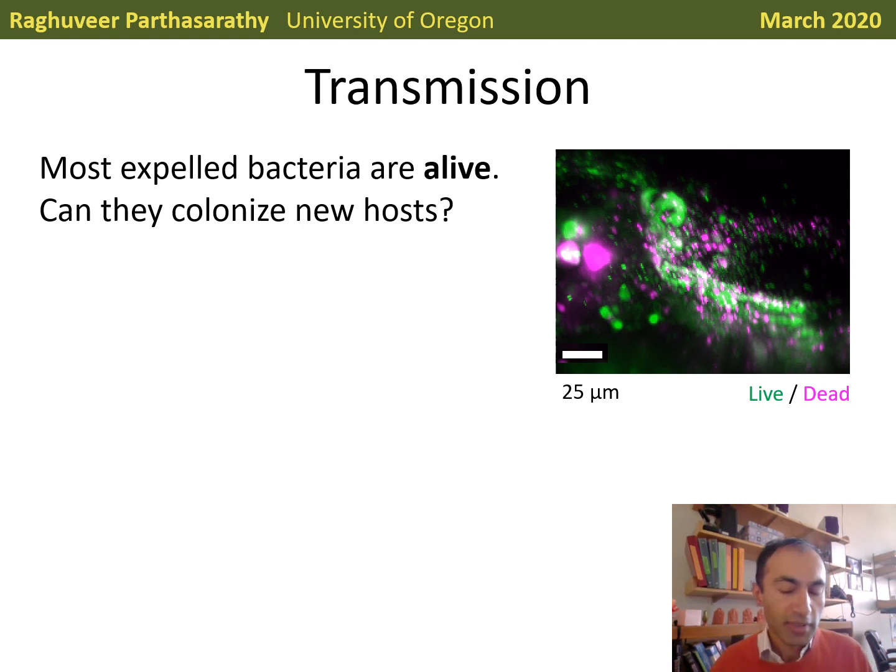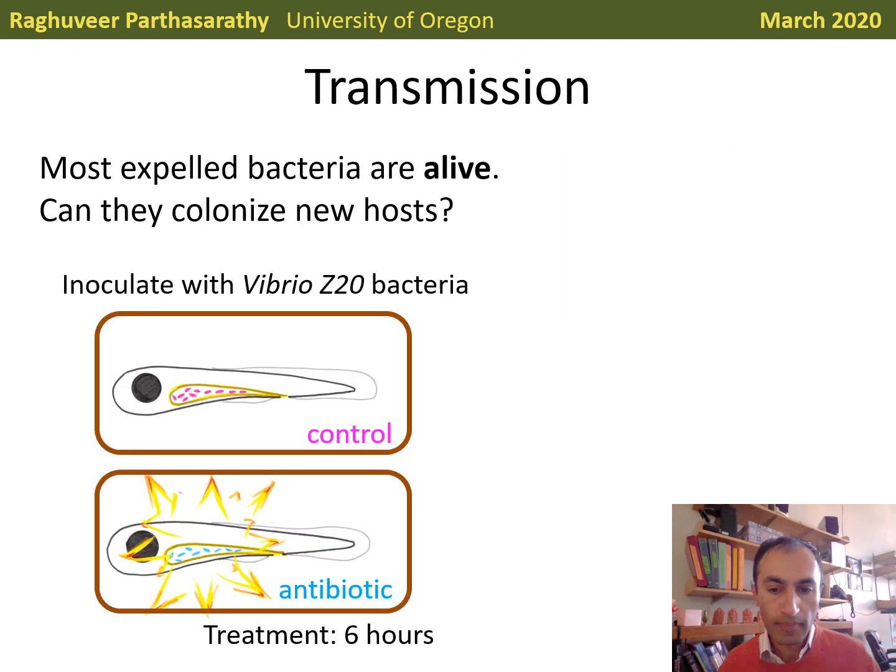Now, all of this looks at what's happening within the gut. But as I mentioned, bacteria are expelled from the gut, and these are in fact largely alive. Here we're doing a live-dead stain in green and red on the expelled contents of antibiotic-treated fish. There are a lot of viable bacteria there, in fact a similar fraction to what you see in untreated fish. So can these antibiotic-treated bacteria colonize new hosts?